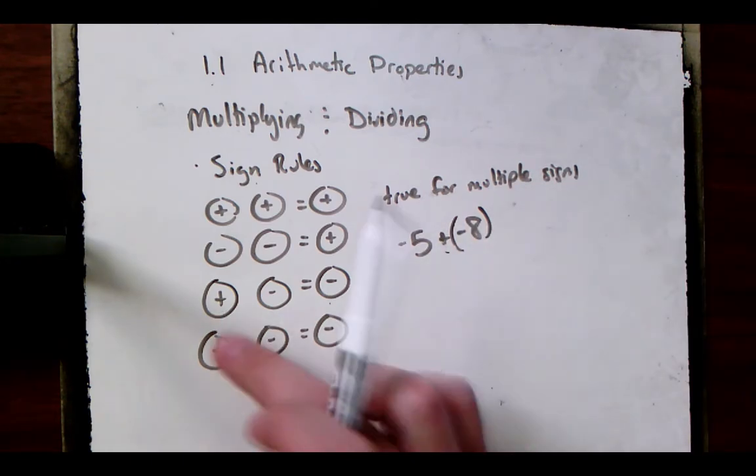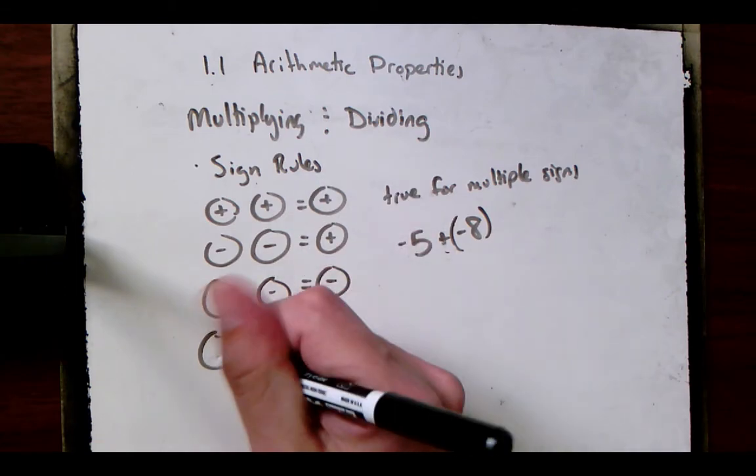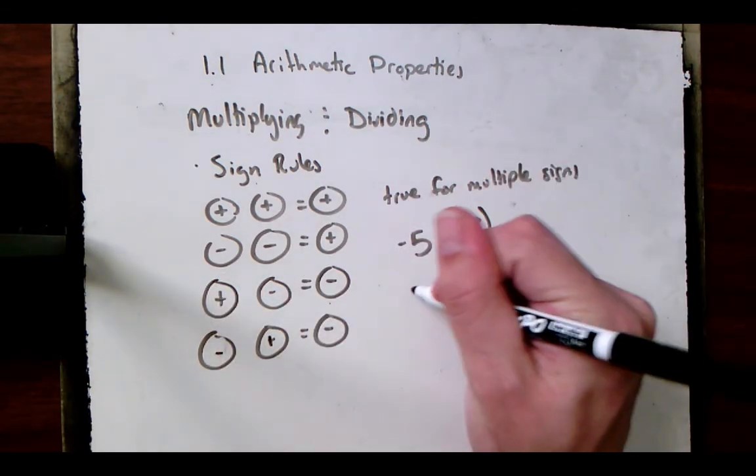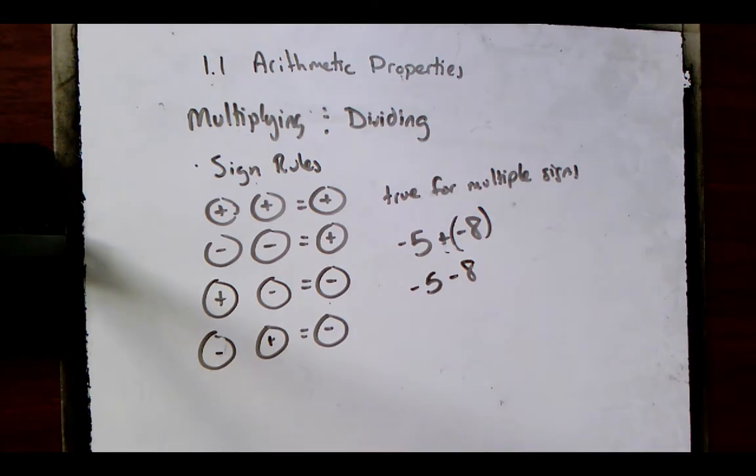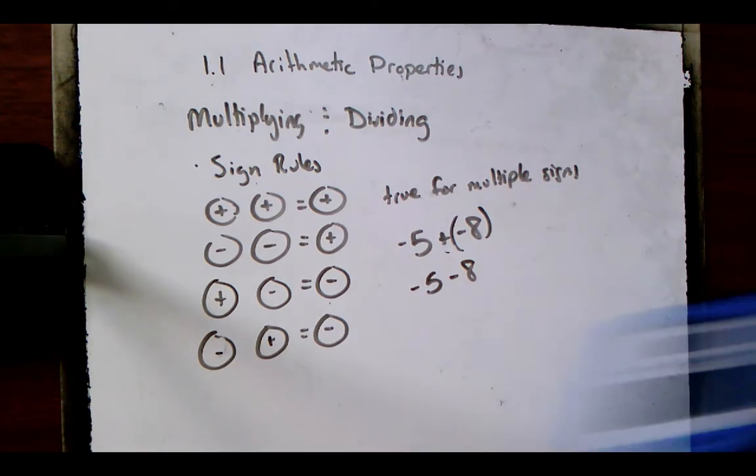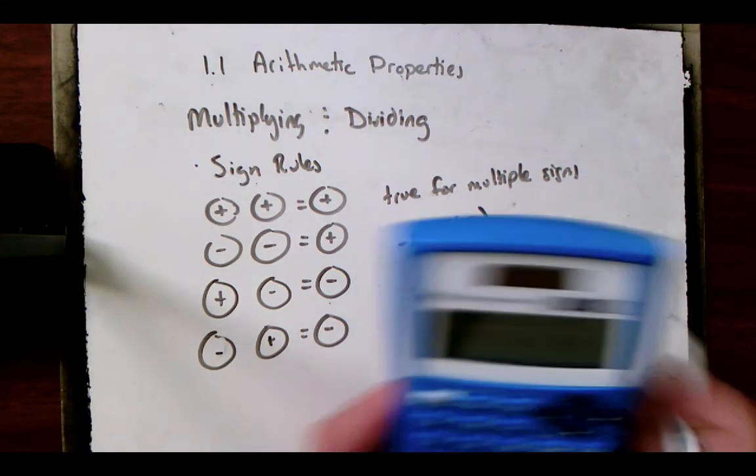A positive and a negative make a negative. And so really I could rewrite this as this. These mean the same thing. Now for multiplication, of course, we can also use our good friend the calculator.